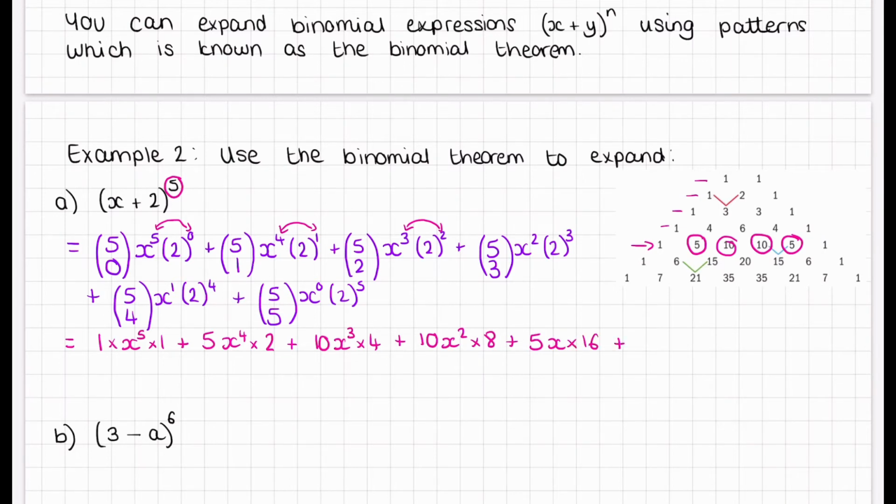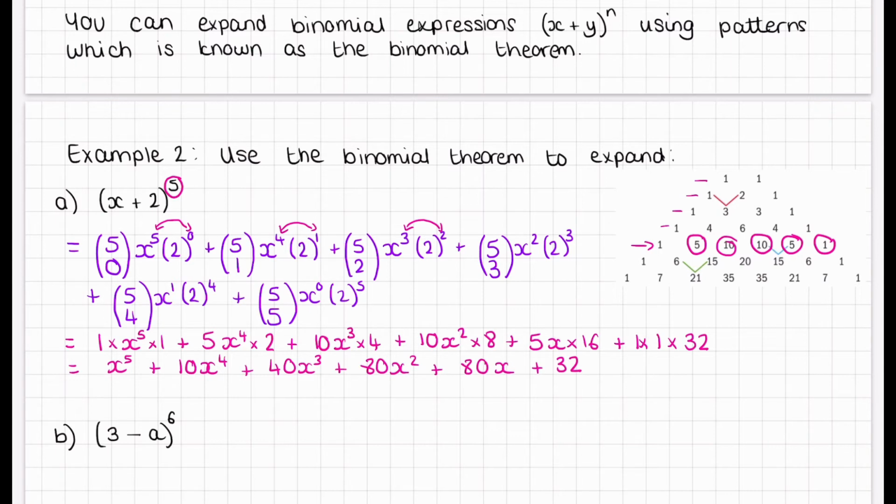And the last one, 5, 5, is the last number in the row, which is 1, times x to the power of 0, which is 1, multiplied by 2 to the power of 5, which is 32. And then you can just simplify from there. So we'll have x to the power of 5 plus 5 times 2 is 10, so 10x to the power of 4. 10 times 4 is 40, so 40x cubed plus 80x squared plus 80x plus 32. And so you can do these big expansions actually really, really quickly.